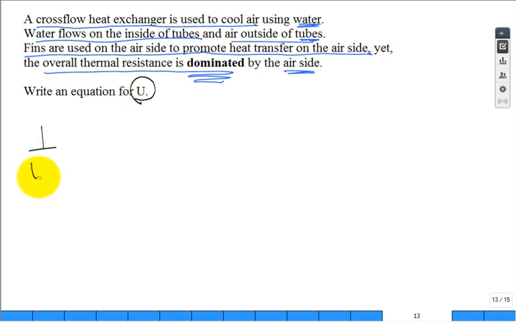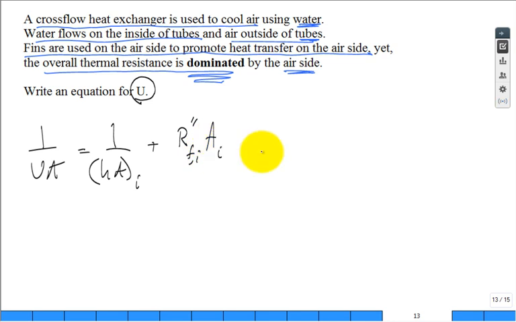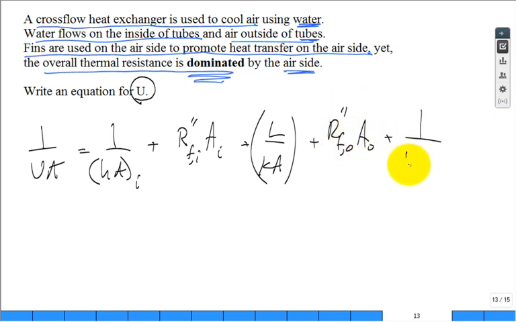So what I was looking for is 1 over UA, 1 over hA, maybe on one side, let's say the inside, plus some sort of fouling on the inside. The book uses that notation, so I'll use it right like that. And then we have L over kA. What does that represent? Conduction through the wall of the tube. You could use the natural log of d outer over d inner divided by 2 pi kL. You could do that too. And then you have the fouling resistance on the outside, area outside, and 1 over hA on the outside. That's all I'm looking for.